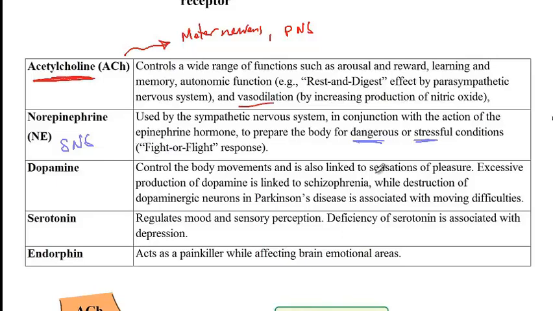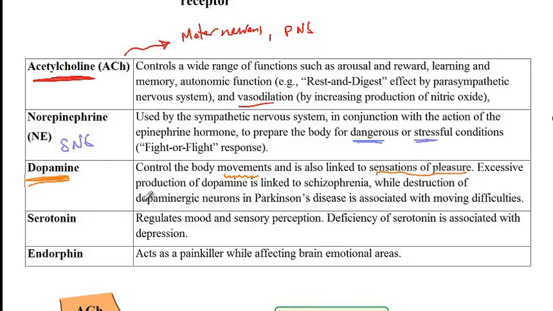Dopamine is another important neurotransmitter that can affect both movements of the body as well as feelings of pleasure and other sensations. Therefore, patients who have excess dopamine secretion can have schizophrenia, while Parkinson patients have a decreased number of dopaminergic neurons, as a consequence of which they have difficulty with movement. So again, dopamine can regulate body movements as well as sensations of pleasure.